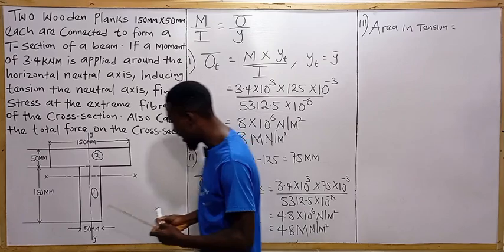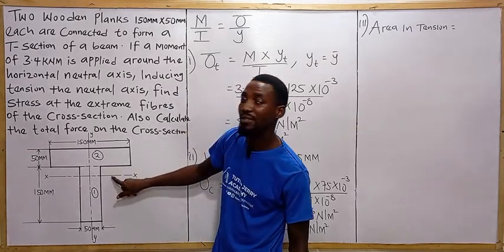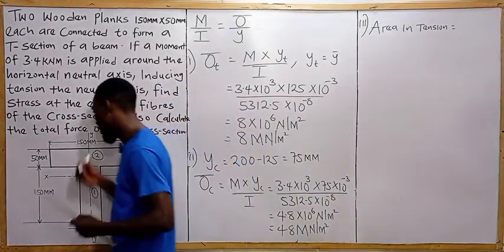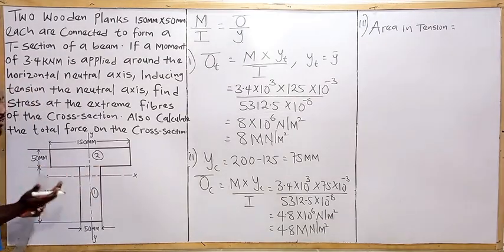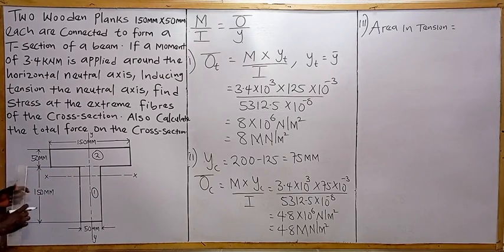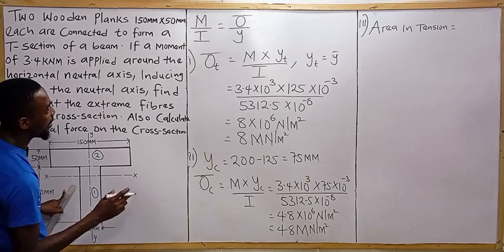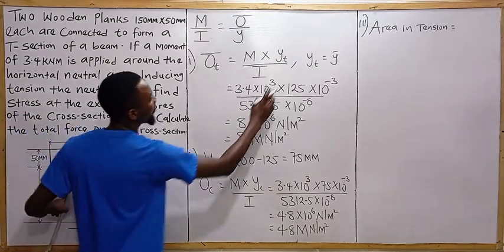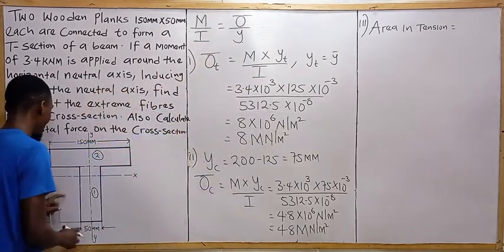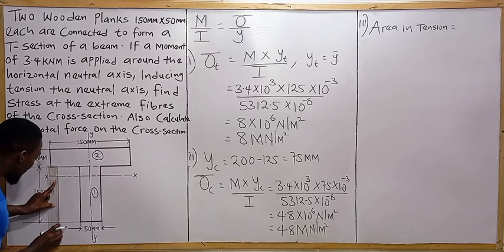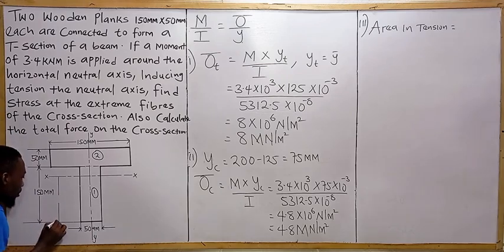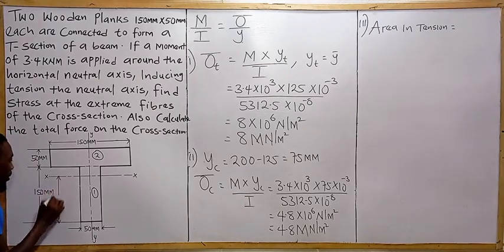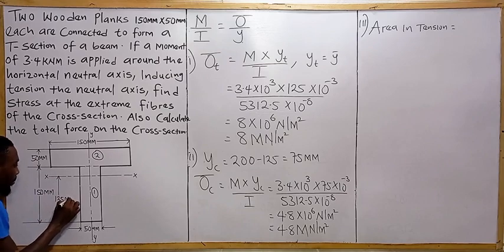Now, this is the area in tension from this point to the point of the neutral axis. And don't forget, we said from this point to this point is y bar, which is also y subscript t. And we have gotten it to be y subscript t, 125, right? So it shows that this point to this point is the area in tension. So it's going to be from this point to this point, which is 125 mm, right?